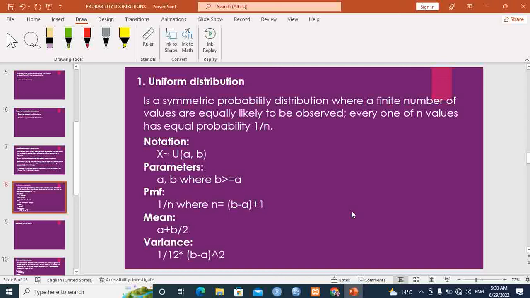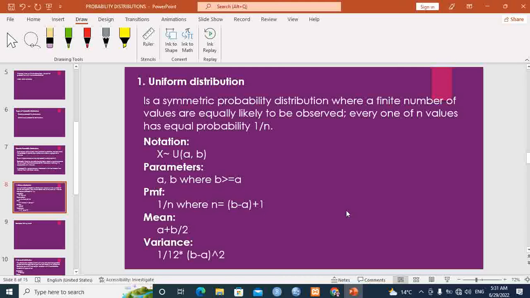For example, if I want to guess your birthday, I have all the days in the year to guess from. So the probability of my picking a specific day in the year would be 1 out of 365. So that will be a uniform distribution.